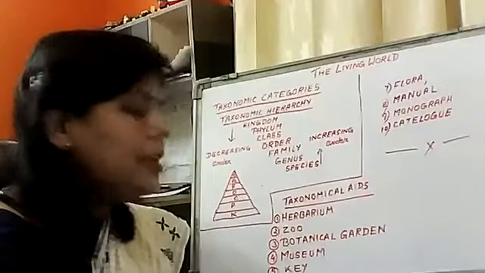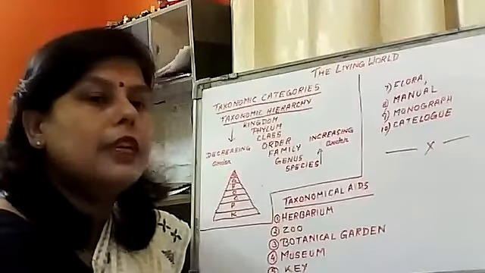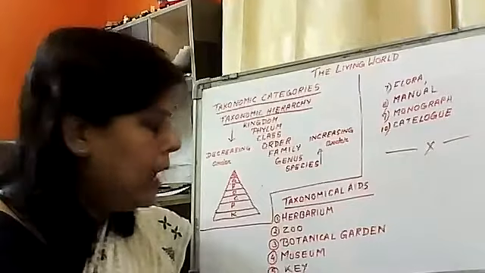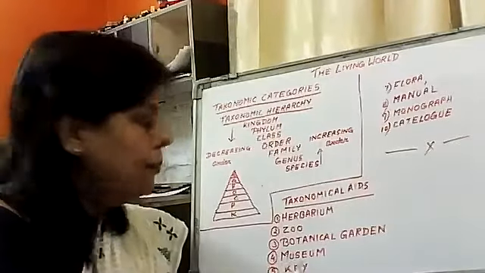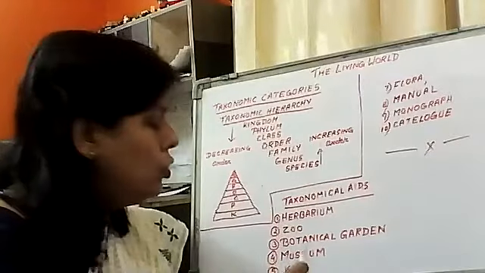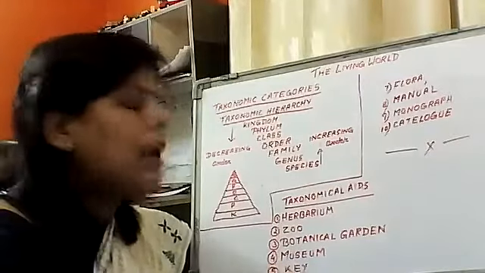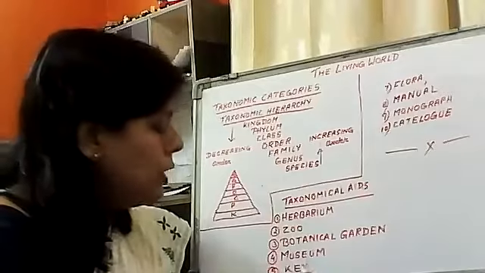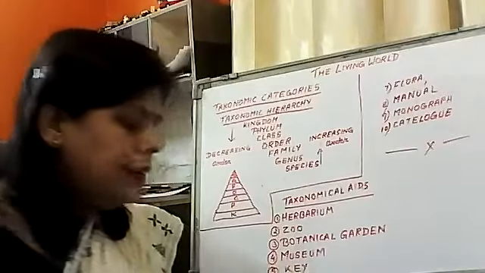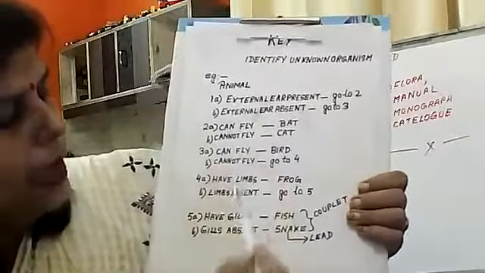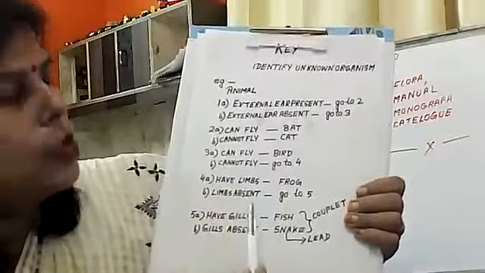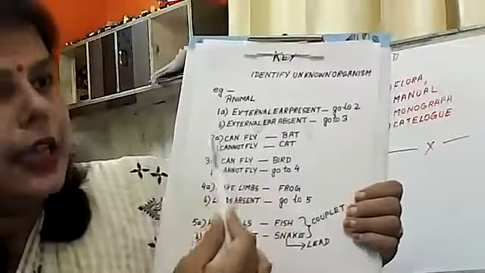Then the next one is the key. Now this one is a little bit new for you all. Now key, this is not the key of lock and key, but a technique to know a totally unknown organism, that is, to identify it. Here I have shown one example just to explain what the key does.